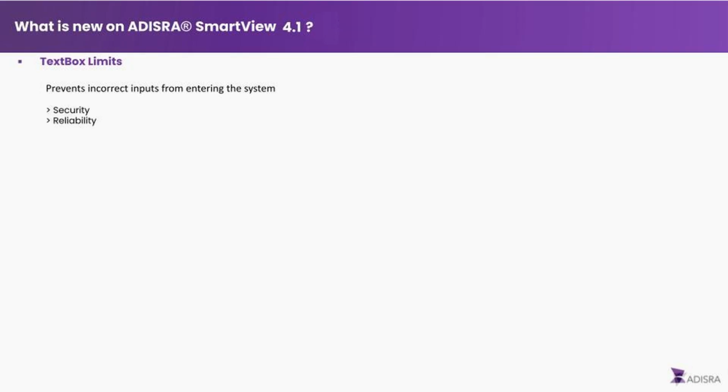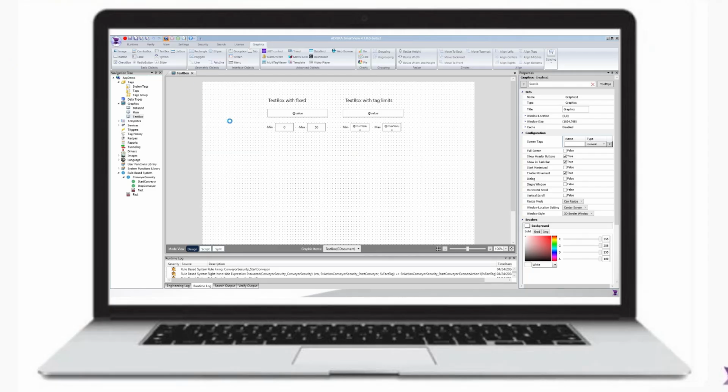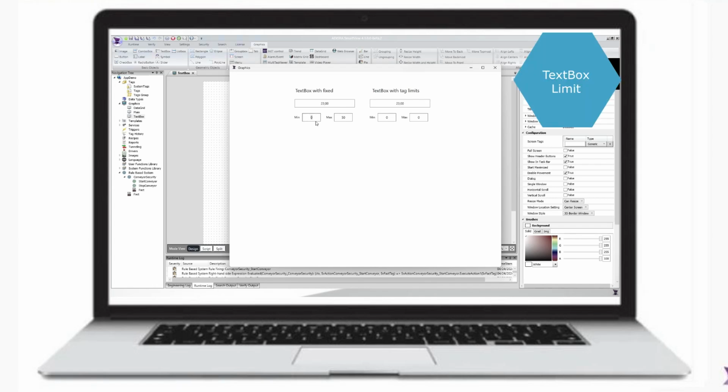In this example, we will demonstrate a text box with a fixed range and a text box with a tag limit. Both top text boxes display the same text value, but the fixed range text box is limited from 0 to 50, while the example on the right uses a tag range from minimum to maximum. We will now switch to runtime mode using the local viewers. When the tag value on the fixed range side is outside the range, a pop-up message will appear, indicating that the value is outside the higher limit.